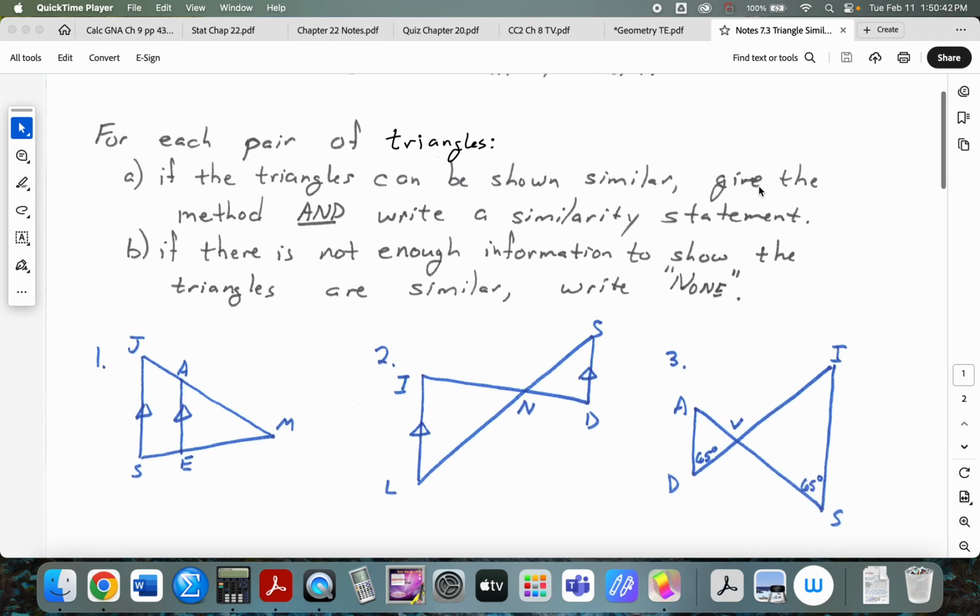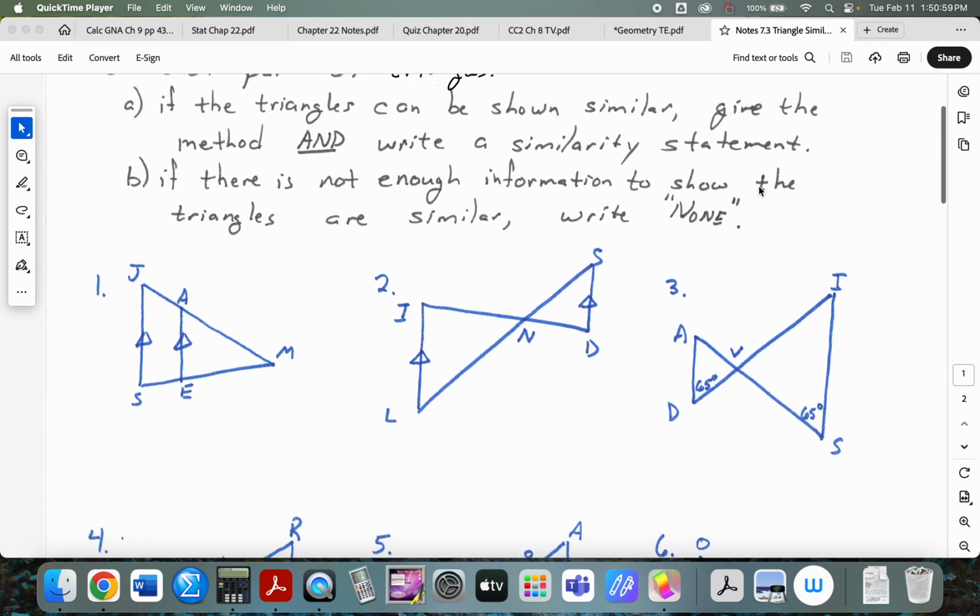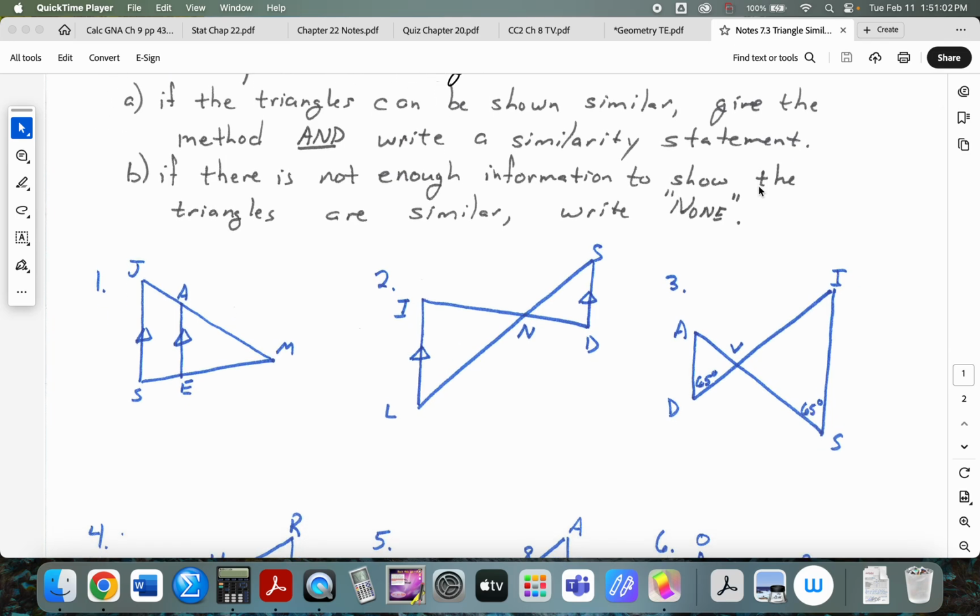So here, it says that for each pair of triangles, if the triangles can be shown similar, give the method and write a similarity statement. If there's not enough information to show that the triangles are similar, simply write none. So here we're not being asked to write out a full explanation. We're just asked which one of the three methods can you use, if any of them.